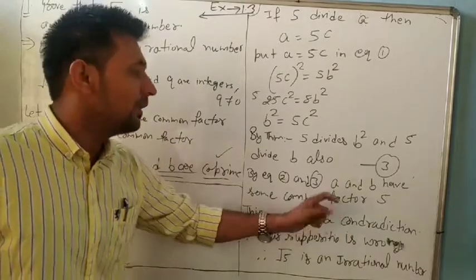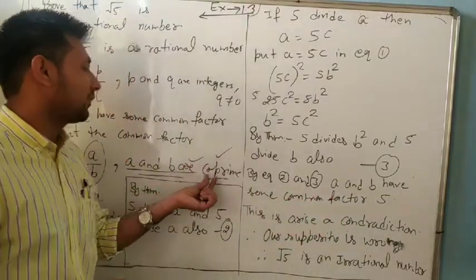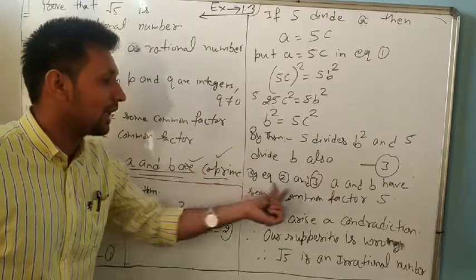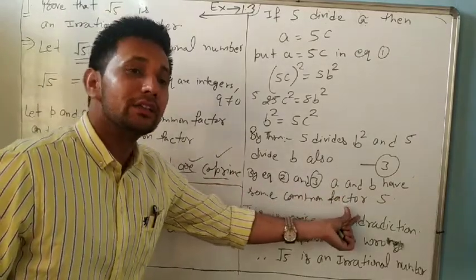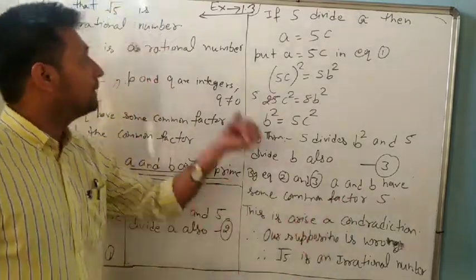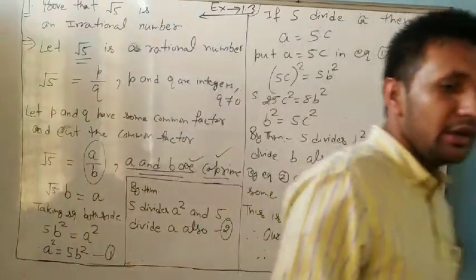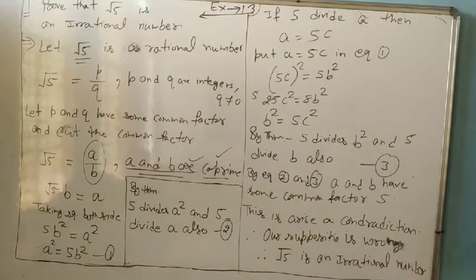So it means either in the starting we said that it is co-prime, or in the last we already proved that they have some common factor. So it means our supposition is wrong. It is an irrational number.